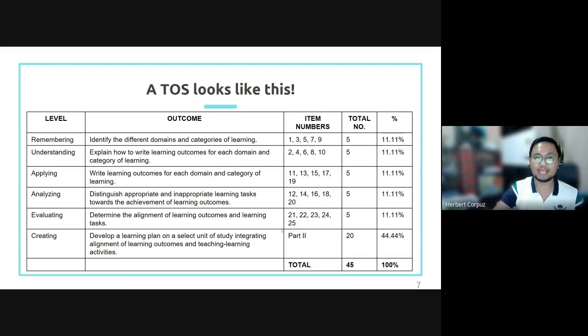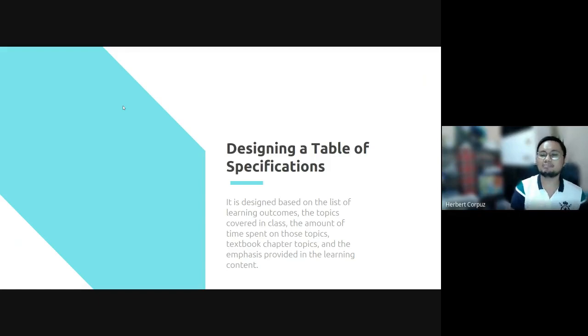So this is how to do it. So later, ito yung guide mo when you are ready to draft the set test for the set exam. Okay? Now, how to design a table of specification? Please take note that the TOS is designed based on the list of learning outcomes. I-review yung mga learning outcomes mo ulit, yung mga topics na diniscuss mo sa klase, yung time na nilaan mo nung tinalakay mo yung nasabing nilalamang pagkatuto. Okay? Yung mga chapter na nasa textbook na kinonsider mo at yung emphasis na binigay mo sa bawat learning content. So these are the things that you have to consider when you do the design of your table of specification.